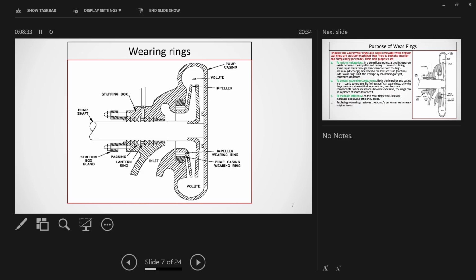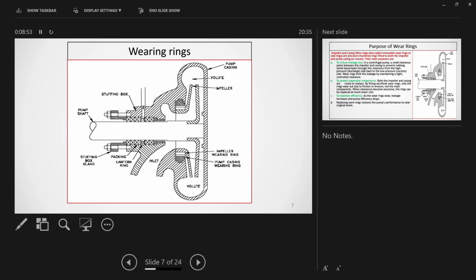So the wearing ring will wear out fast, because it is softer than the material of the casing and impeller. So it is very easy to replace this worn out part, that is a casing wearing ring or impeller wearing ring. You need not require too costly replacement of the impeller as well as the diffuser.